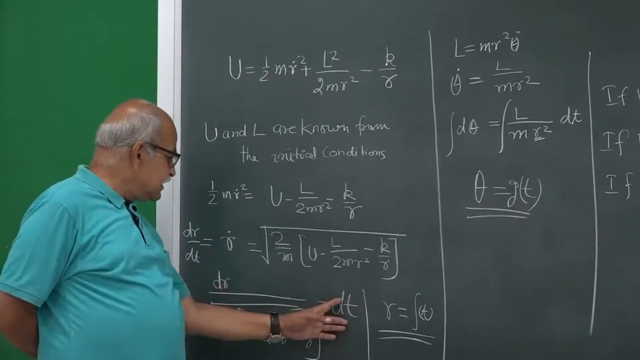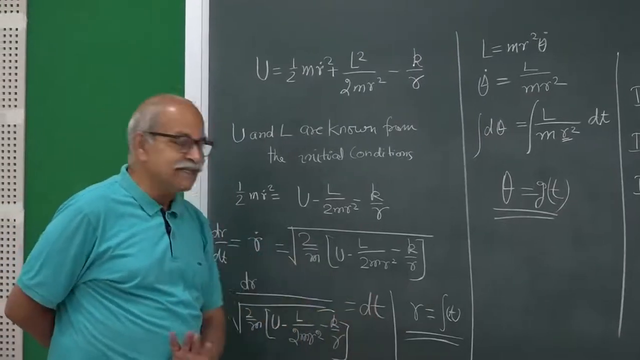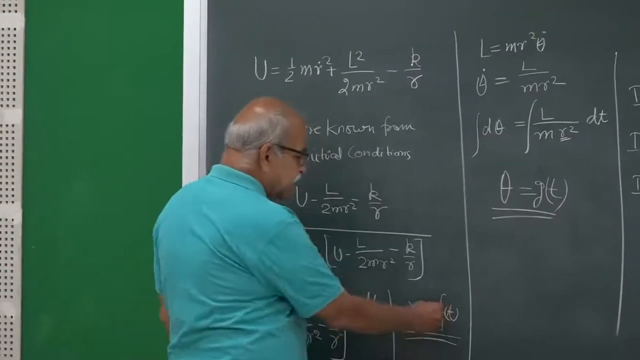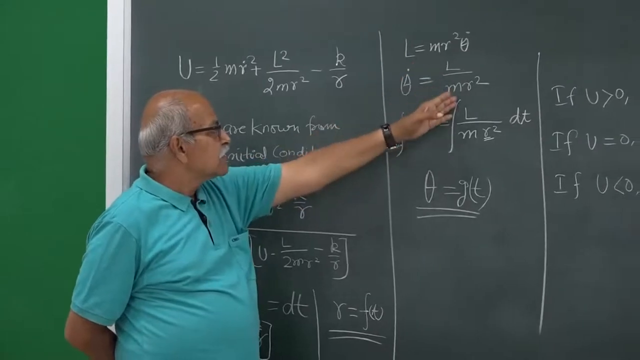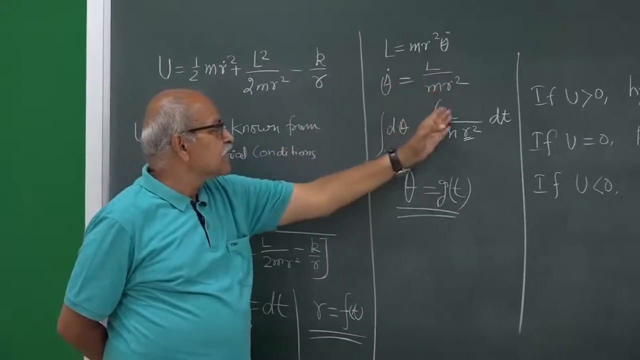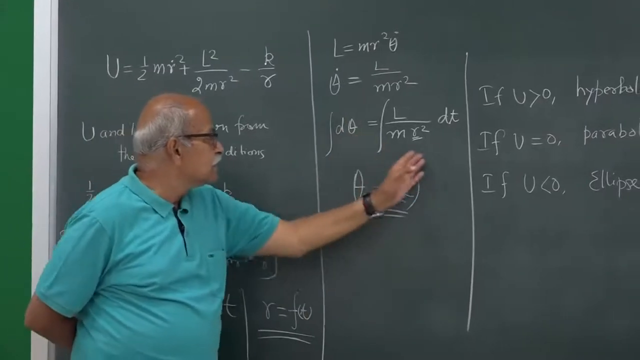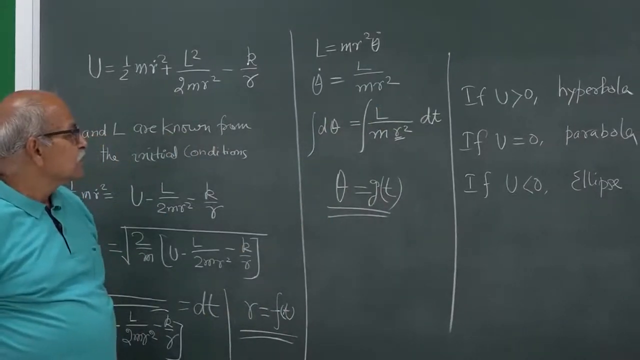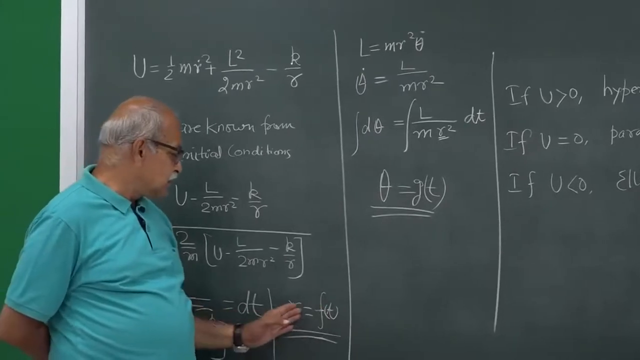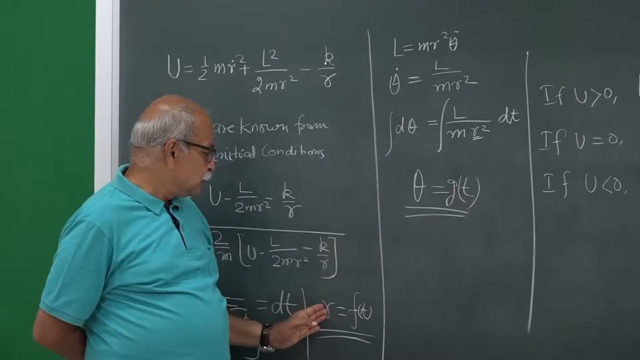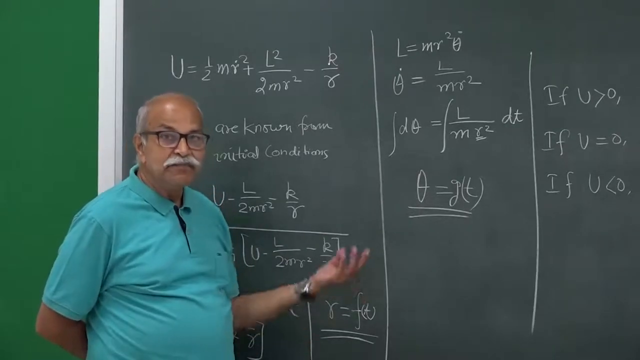So you get t as a function of r, and then algebraically you manipulate and write r as a function of t. And once r as a function of t is obtained, then you can come to this equation, and from here you can write theta dot, which is L by m r square. Now this whole thing is a function of time, and therefore you can integrate this out and write theta as a function of time. And then you can eliminate time from this equation and this equation. That gives you a relation between r and theta, and that is the equation of the path in plane polar coordinates.